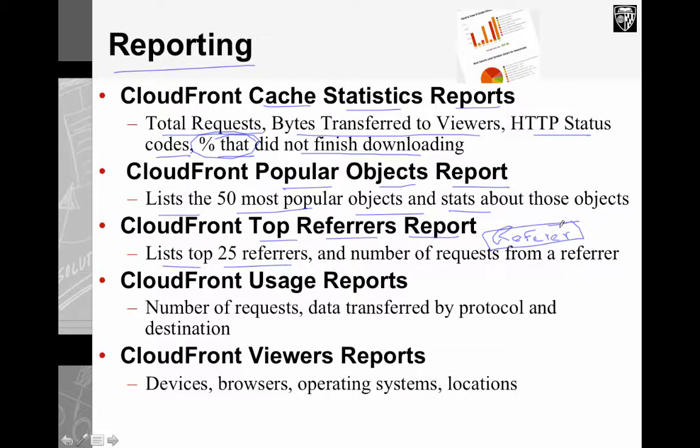There's that report. There's also usage reports, number of requests, data transfer by protocol and destination, and also a viewers report that gives you all the devices that are coming in, the various kinds of devices, the browsers, the operating systems, and locations. So you can see whether your users are primarily using Internet Explorer, or primarily using Windows, or primarily using Firefox, primarily using Mac, or what is the breakdown. All those pieces of information are also available through reports.